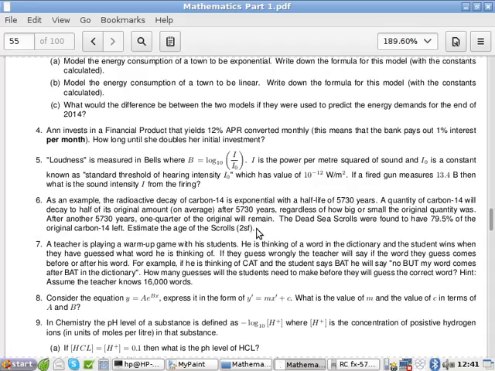Right. You've got this one finished? Number 6 and number 3 were exam questions, or at least something very similar to it.